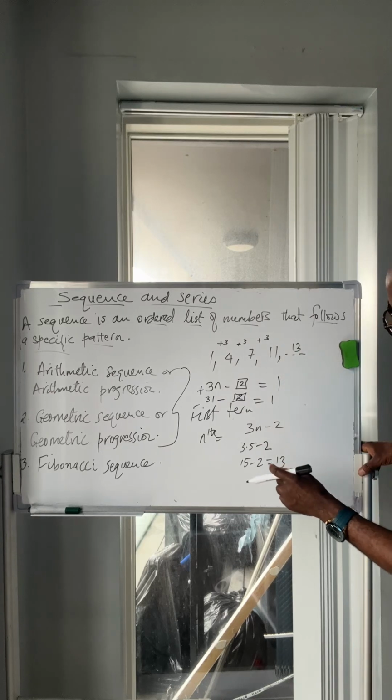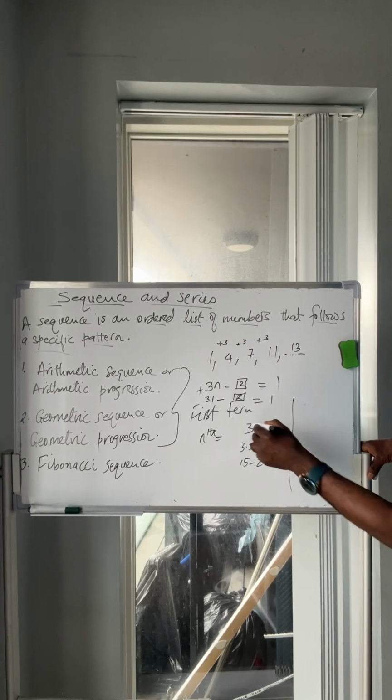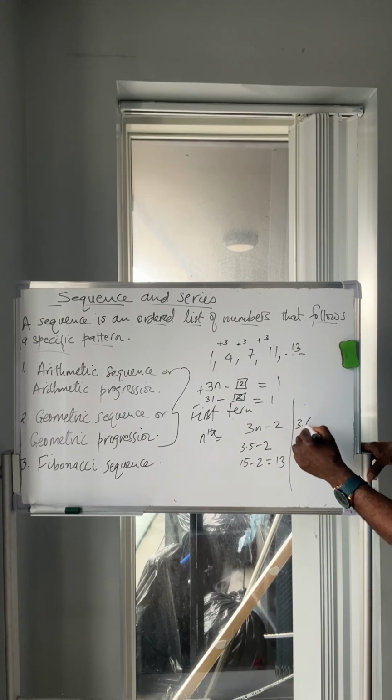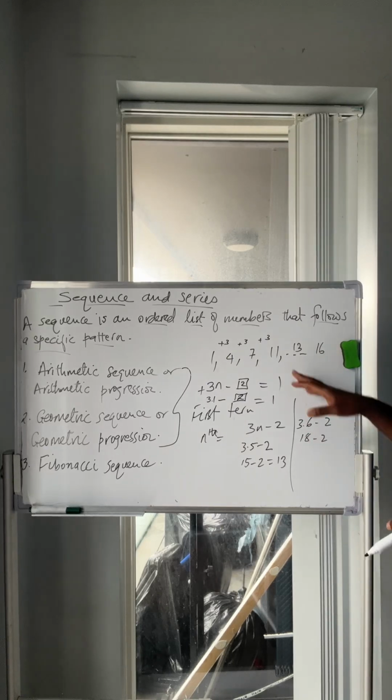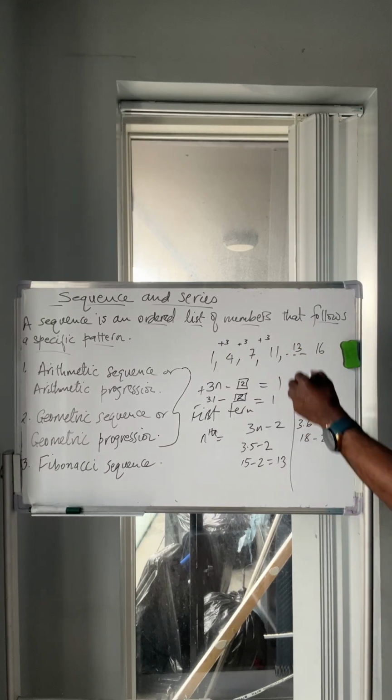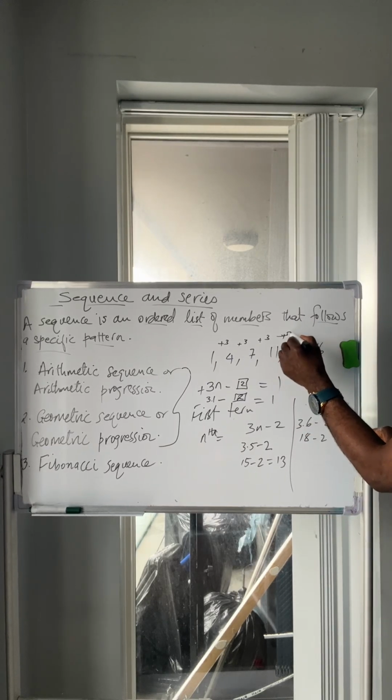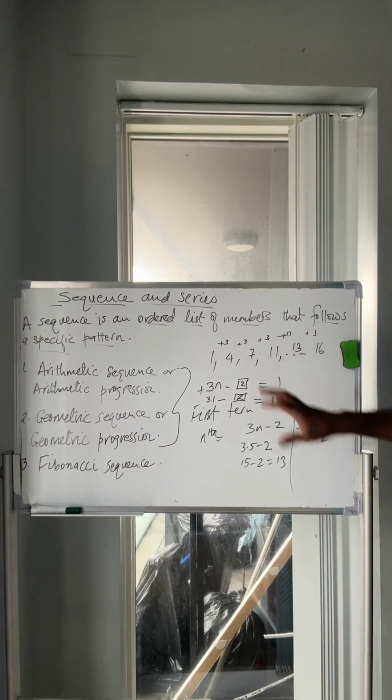And what will be after 1, 2, 3, 4, 5? What will be the sixth term? Again, to find the sixth term is 3 times 6 minus 2. 3 times 6 is 18, minus 2 is 16. So the next term will be 16. So you can see it's all a difference of 3. Plus 3, plus 3. So this is how we find it.